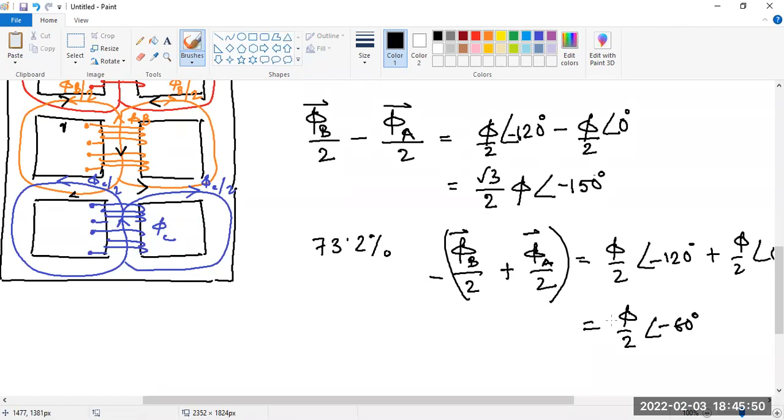When we are writing in polar form and if we have a reference, then we can write this only. Okay. Understood?